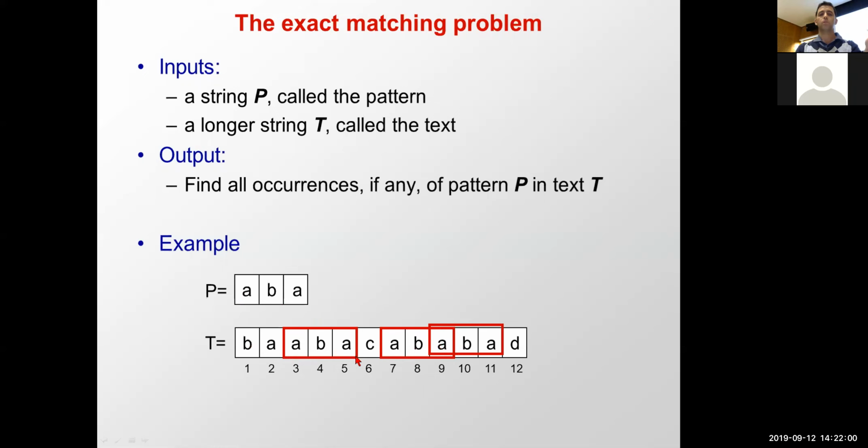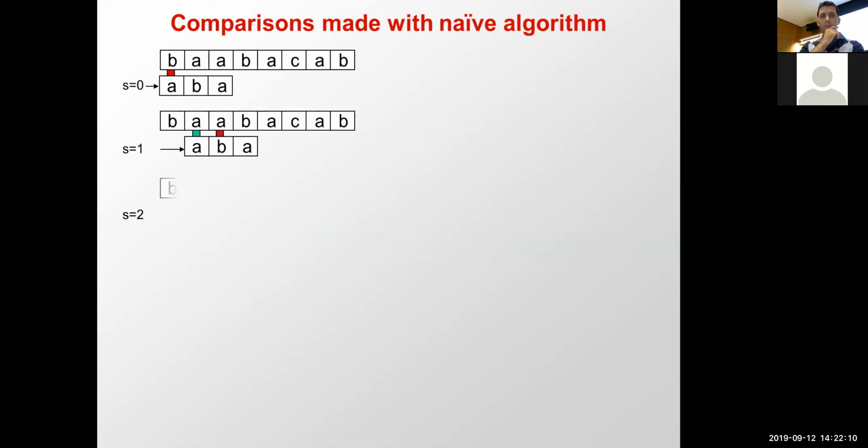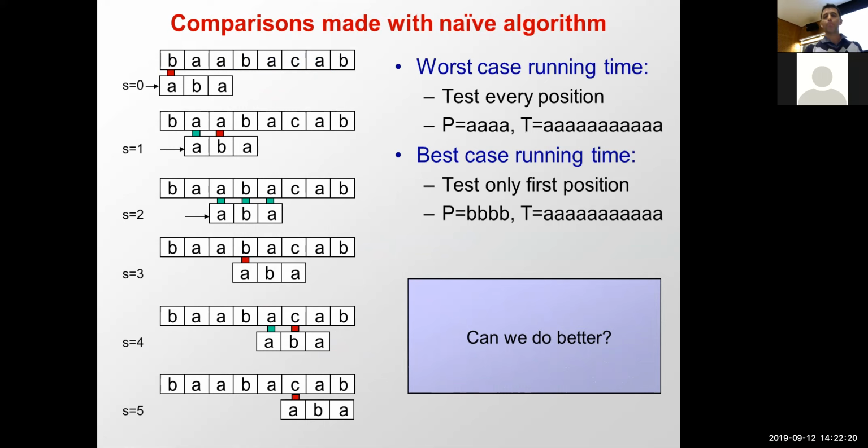But here's the deal. If I carry out these matches with a naive algorithm, I basically do n times m computations. In the worst case, I test every position. So if I'm comparing the string AAAA with AAAA, at every position I will have match, match, match, match, match, and then shift by one, match, match, match, match, match, shift by one, match, match, match, match, match.